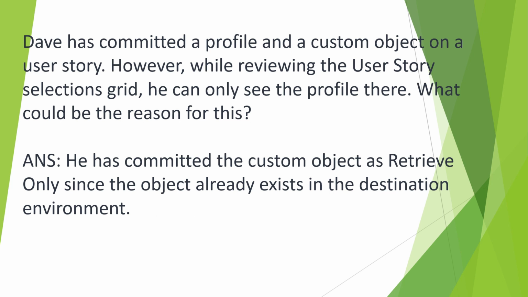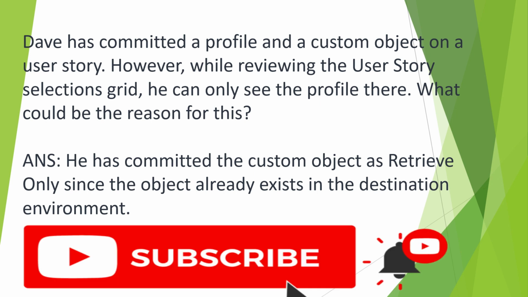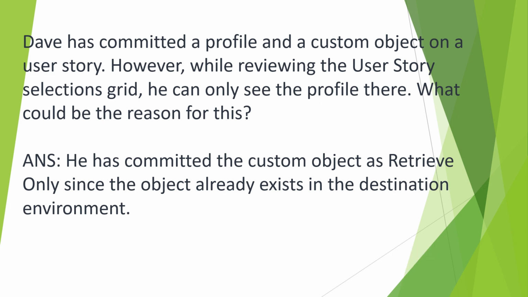Next question. Dev has committed a profile and custom object on a user story. However, while reviewing the user story selection grid, he can only see the profile there. What would be the reason for this? The reason is he has committed the custom object as retrieve only since the object already exists in the destination environment.